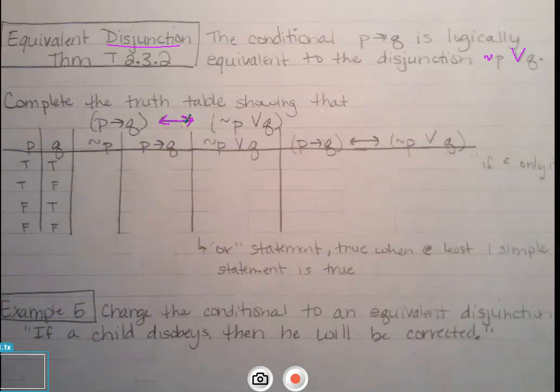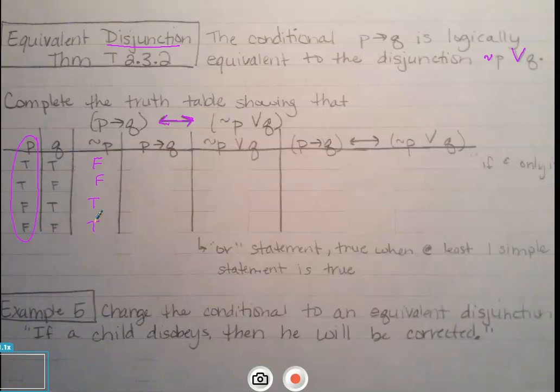So let's see how we fill out the not P column. Remember, we're going to compare the not P column to the P column. So if P is true, not P is false, false, true, true. Very nice.